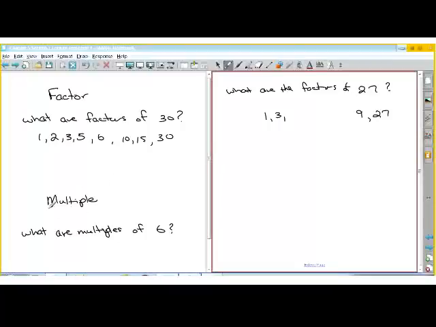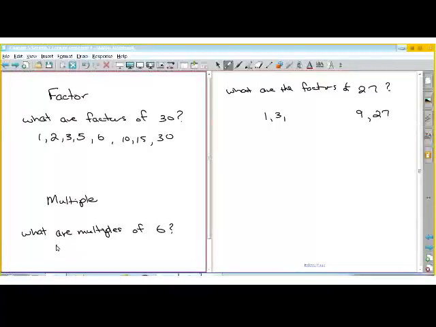The word multiple. What does multiple mean? Well, for multiples, you start with the number of interest, 6, and you just multiply it by correspondingly larger natural numbers. So 6 times 1 is 6, 6 times 2 is 12, 6 times 3 is 18, 6 times 4 is 24, etc., etc. We can draw little dots there. So that's what multiple means.